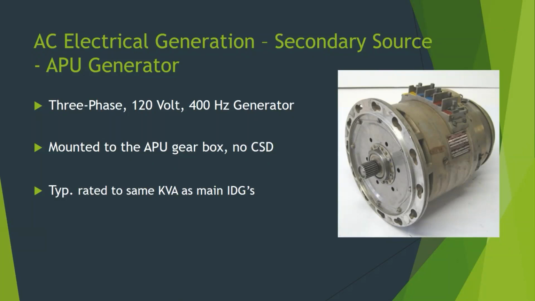Many of them are rated to the same current capacity as the main IDGs on smaller aircraft. On larger aircraft, they oftentimes won't be able to power everything, or in some cases there are two of these mounted to a single APU. But ultimately, because they don't have a constant speed drive, the frequency is controlled by the APU speed.